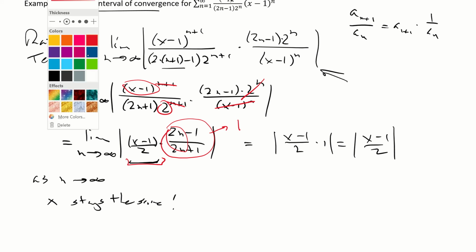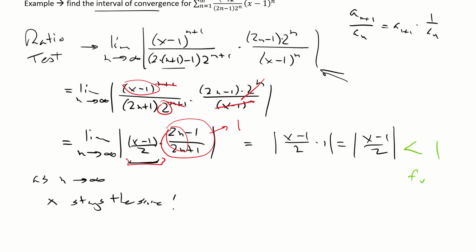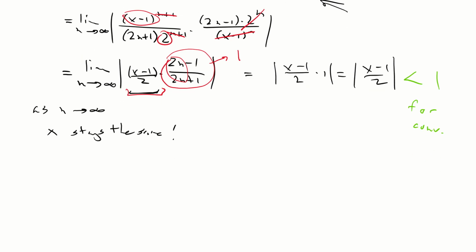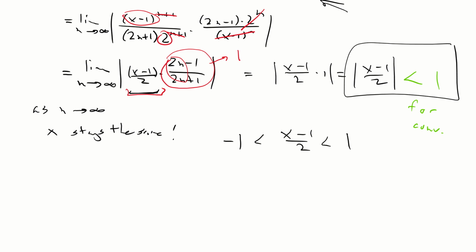And so for us to have convergence, we force it less than 1. And look what it does to x. It restrains or restricts x. It's saying that the absolute value of x minus 1 over 2 is less than 1. Okay? So that means, bookending, minus 1 less than x minus 1 over 2 less than 1 occurs. But now it's different. It's not just x. It's an expression with x.